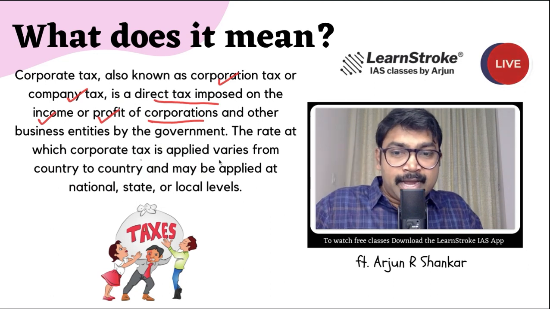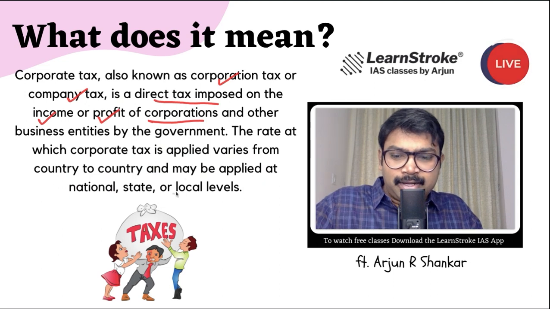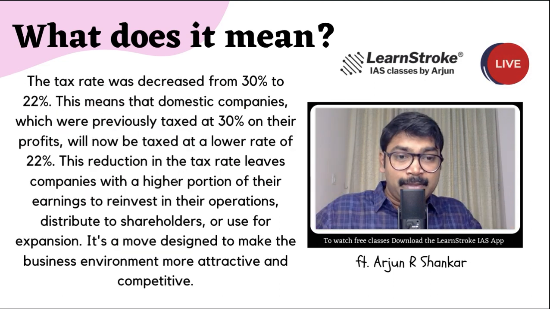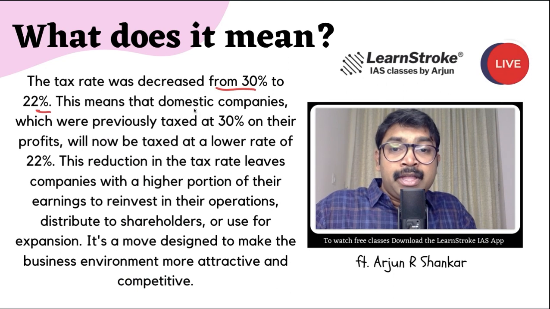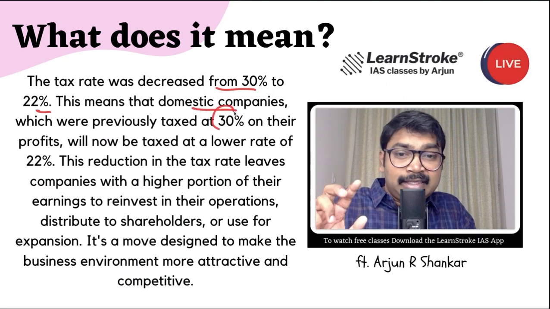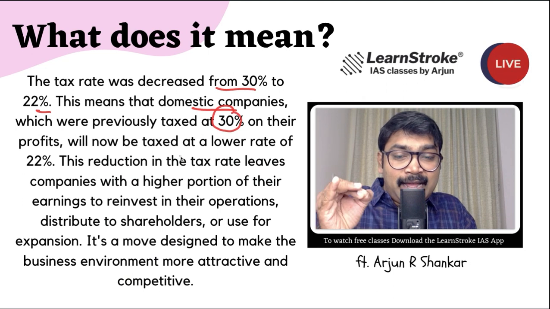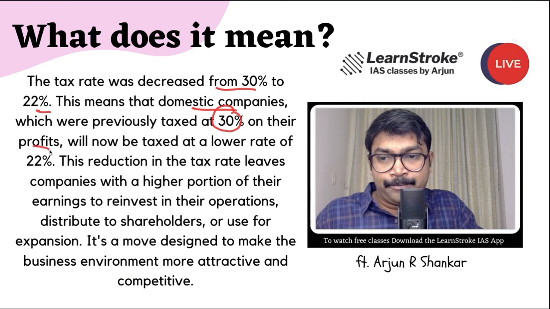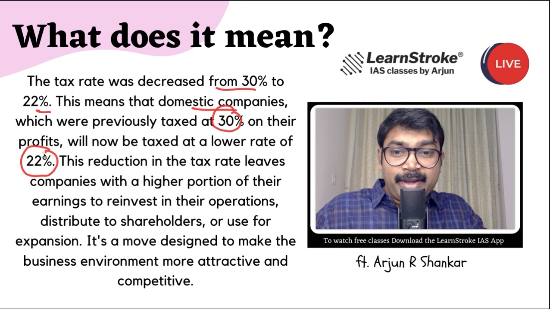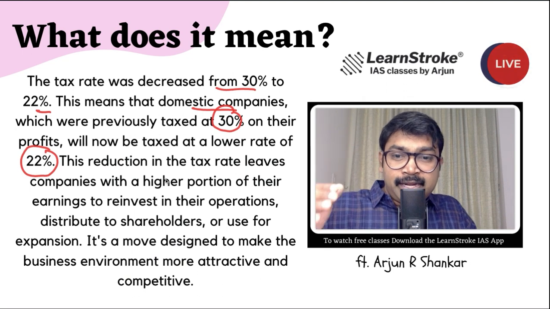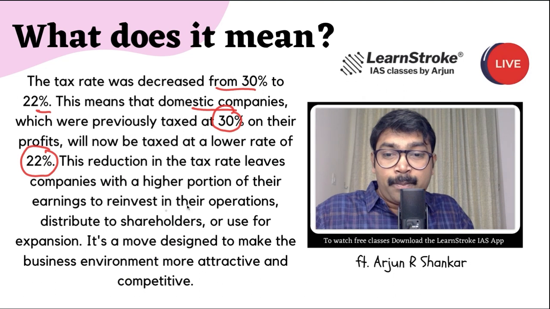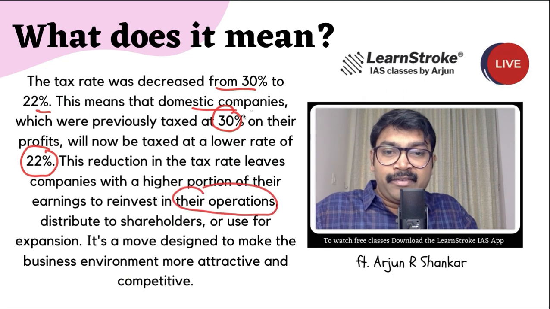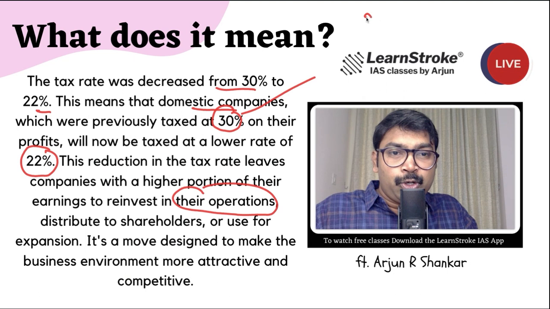The rate at which corporate tax is applied varies from country to country. So this is corporate tax, on the income that you get. Decreasing it from 30% to 22% means that domestic companies which were previously taxed at 30% on their profits will now be taxed at a lower rate of 22%. So the companies can also make a lot of money on that. This reduction in the tax rate leaves companies with a higher portion of their earnings to reinvest in their operations. Previously they were paying 30%, and now 22% means definitely 8% is saved.